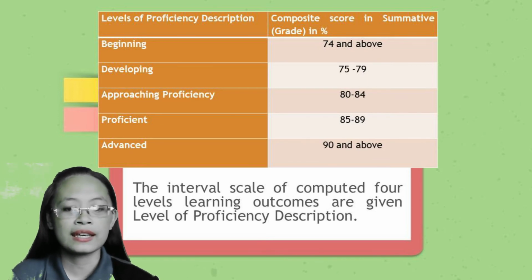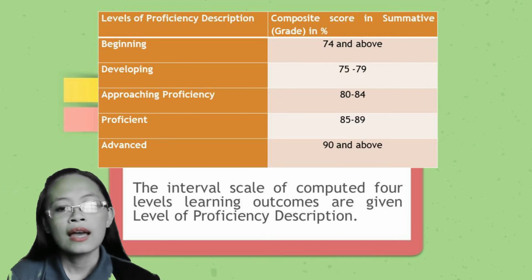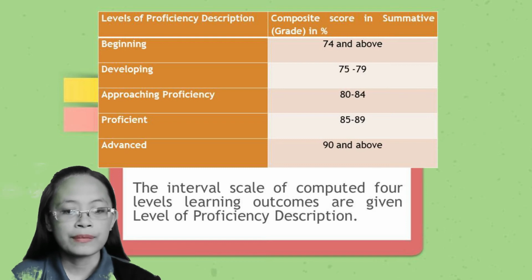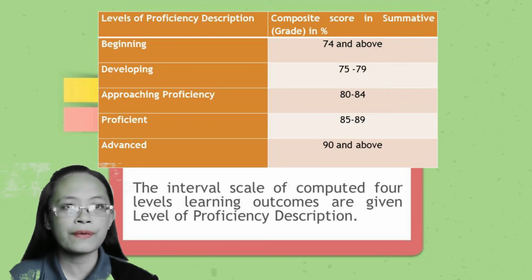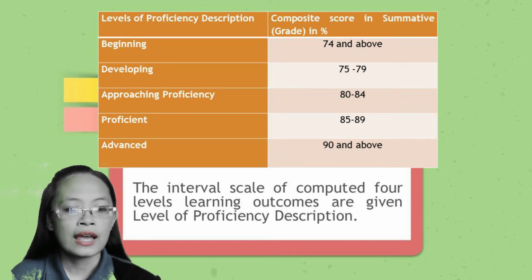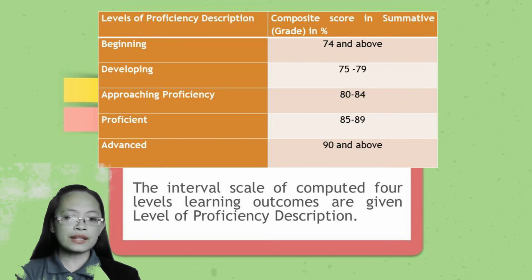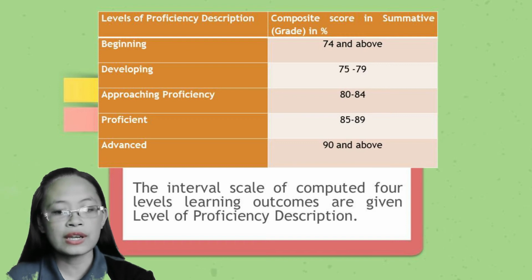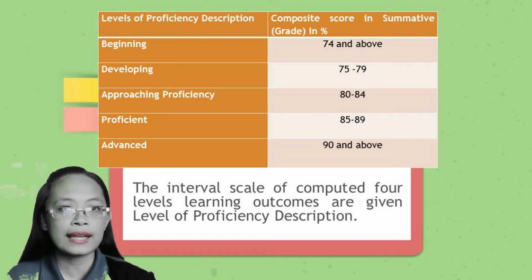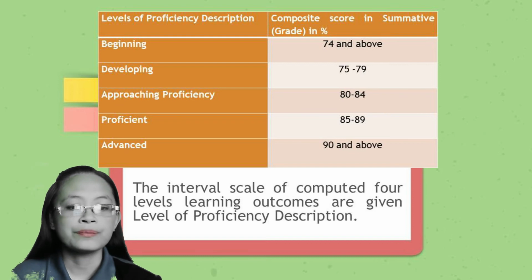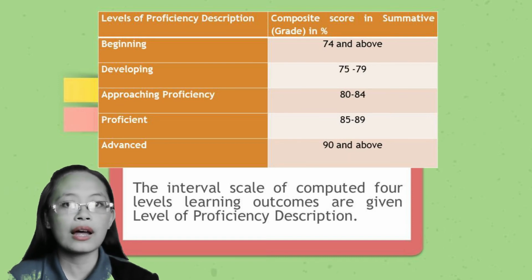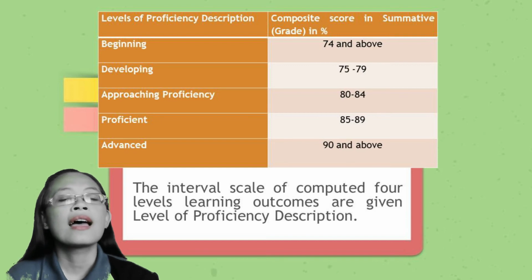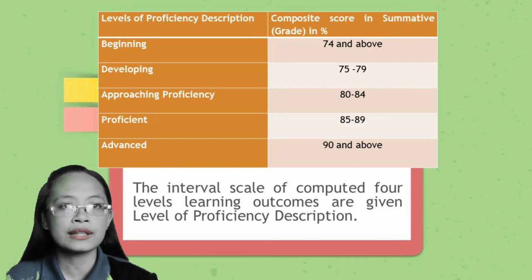First is beginning. It has a total percentage of 75 and below. Next is developing. It has a total percentage of 75 up to 79. Then approaching proficiency. It has a total percentage of 80 to 84. Next is proficient. It has 85 up to 89 total percentage. And lastly, advanced has 90 and above total percentage.